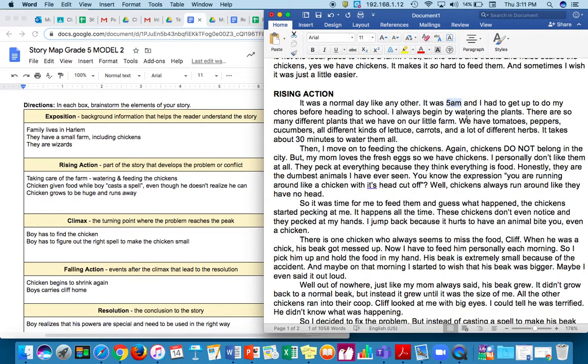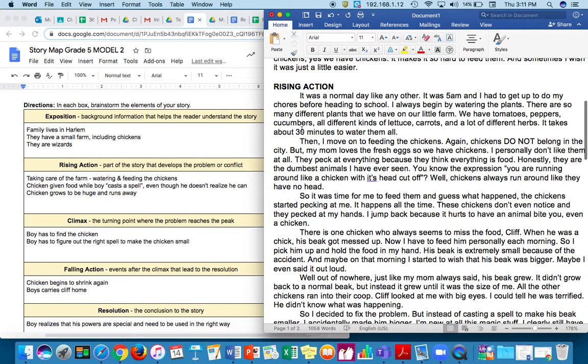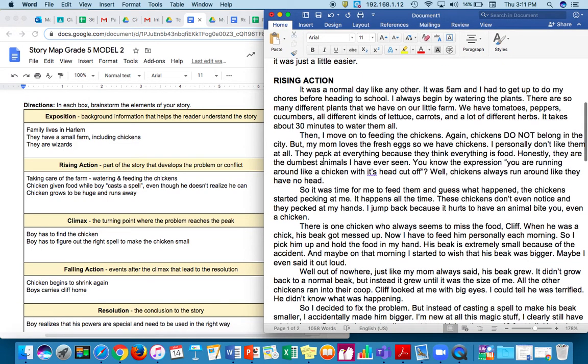And you can see here that I give some details about some of the plants, some of the vegetables that are being watered. I give, again, more time so that the reader knows how long has passed. Then I move on to feeding the chickens. So that's the second part of this. Again, chickens do not belong in the city, so I add in some humor to make the story a little bit more fun.